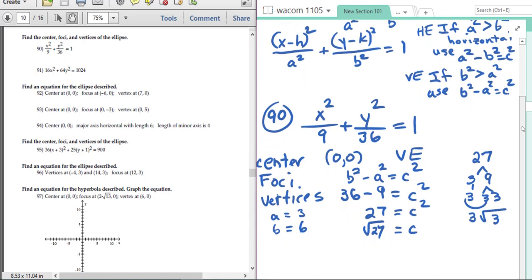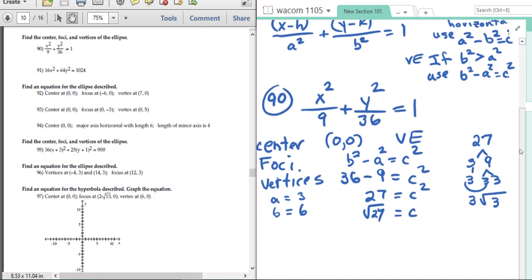Just depends on what you're using, what they ask for there. All right, so for our foci, because it is a vertical ellipse, we are going to add to the vertical component, to the y. So our foci are going to be 0 for the horizontal component, and 0 plus or minus 3 square root of 3, which is the square root of 27, for the vertical. So that's our foci.